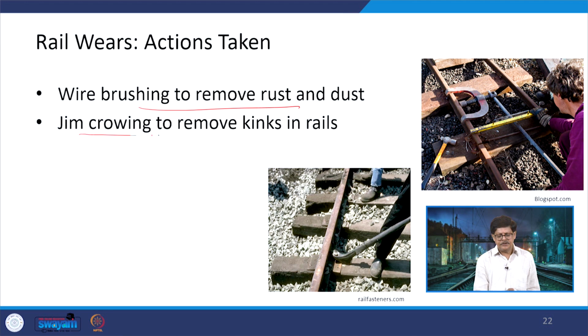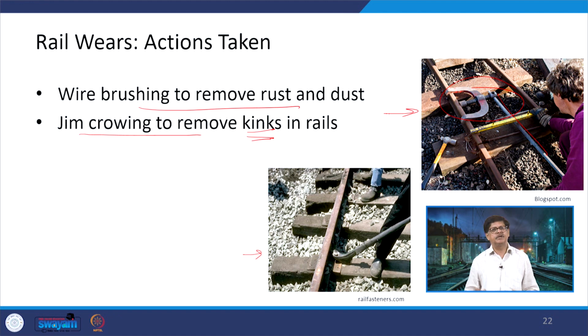Another way is to remove the kinks in the rails, which may happen because of buckling. So, jim crowing is being done. On the right hand side, the jim crowing is being shown. On the rail section, you can see that there is an equipment along with this bar. So, we are trying to put the rail back to its normal alignment. Here, there is a way by which the screws are taken out using the normal manual mechanism, and then again the repair is to be done at that location.